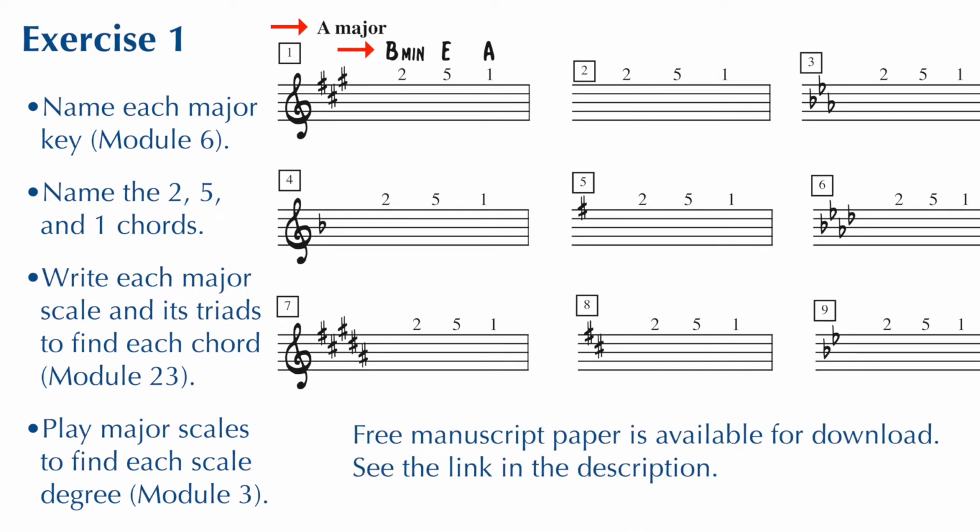If you have Guitar Theory Modules, you can write your answers right there in the book and check your work on page 220. If you don't have Guitar Theory Modules, you can write this out on a piece of paper. And if you're going to be writing out your scales and triads, you're going to need some manuscript paper. I've got some free manuscript paper you can download from my website. I'll leave a link for that in the description. So go ahead and pause the video, write your answers, start the video, and check your answers.